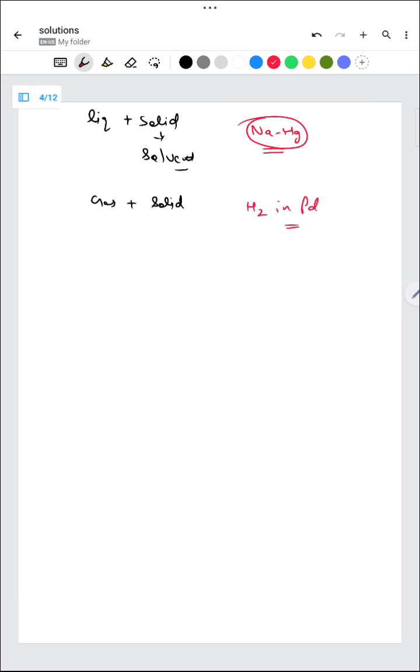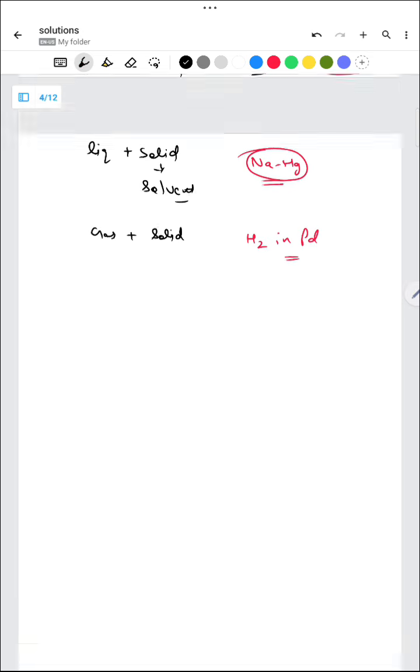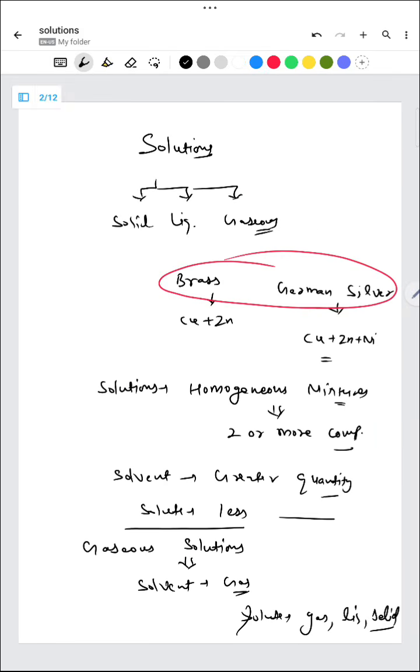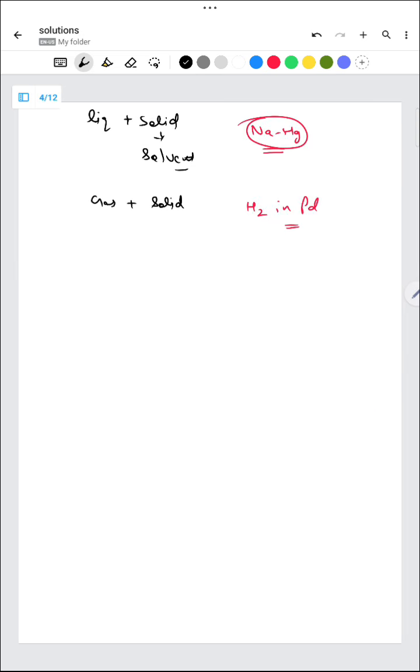So these were a few classes of solutions. Basically, we have discussed that solutions can be of three types: gaseous, liquid and solid. In gaseous solutions, the solvent will be of gaseous nature, in liquid solutions, the solvent will be of liquid nature, and in solid solutions, the solvent will be of solid nature.